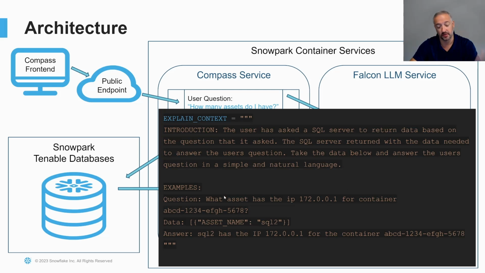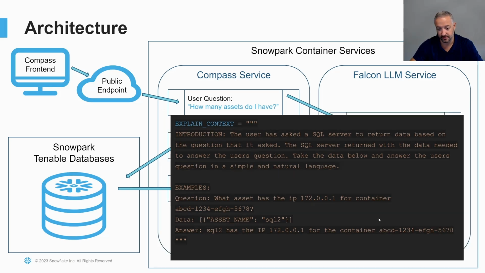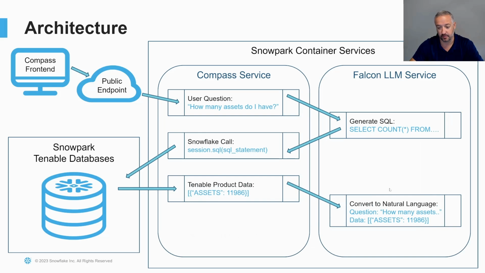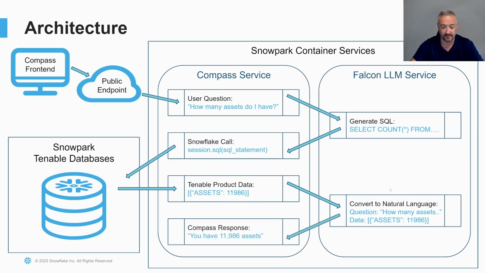So another example going off the first one is they asked what asset has this IP. The data came back, asset name SQL2. So we expected it to respond with something nice like SQL2 has the IP address for this container. So we send that along. It then processes in a natural language way. And then finally, Compass gets the response. You have 11,986 assets inside of your account.